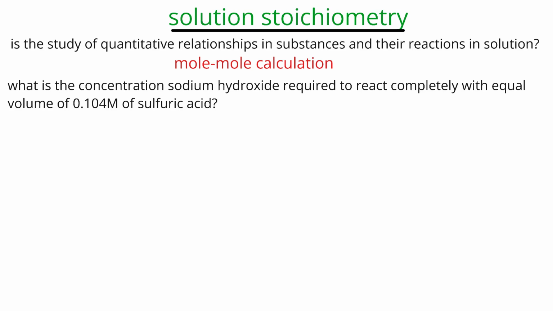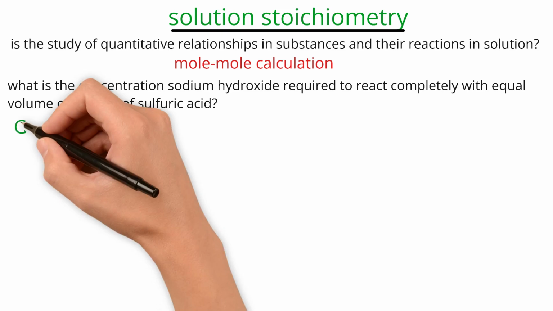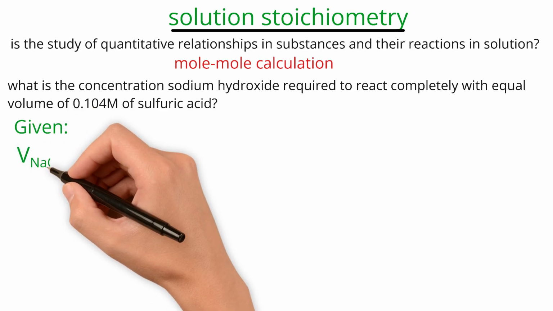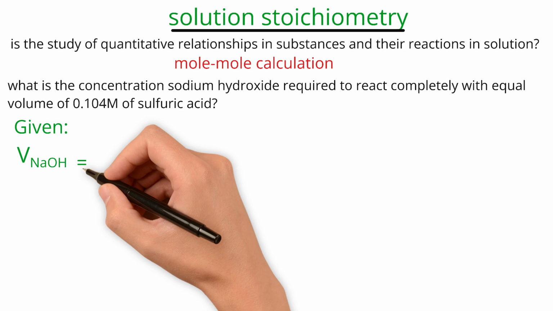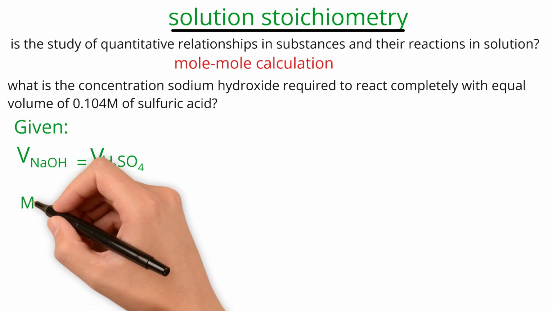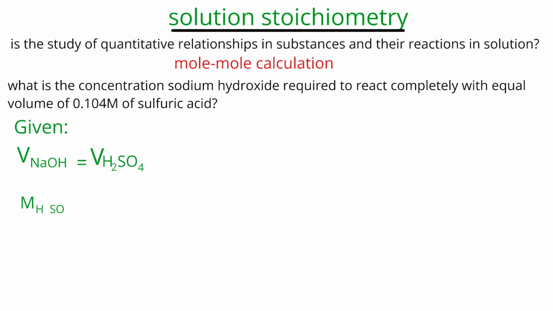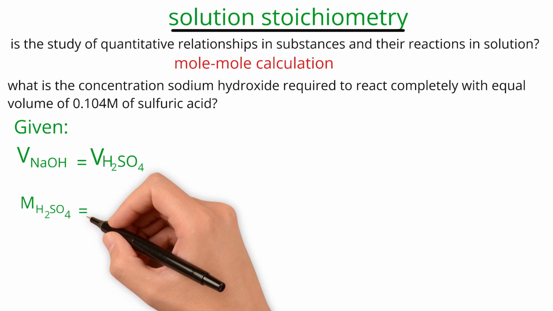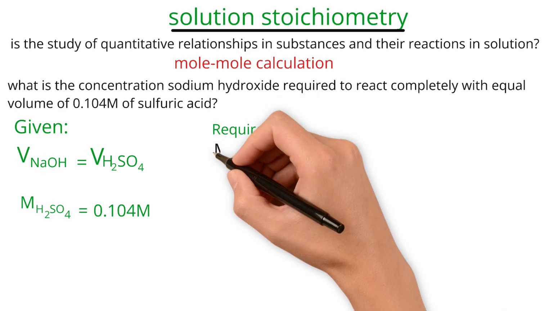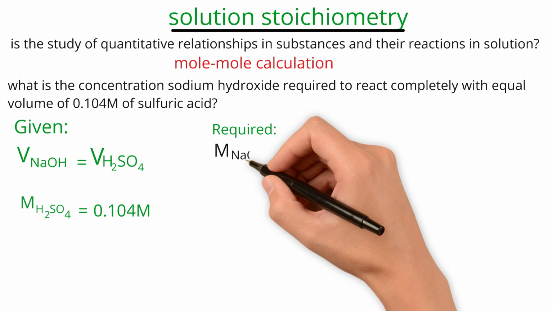Mole calculation, for example: what's the concentration of sodium hydroxide required to react completely with an equal volume of 0.104 molar sulfuric acid? Now let us consider the given quantities. Volume of sodium hydroxide is equal to volume of sulfuric acid. Another given quantity here is that the molarity of sulfuric acid is equal to 0.104 molarity. The required quantity here is the molarity of sodium hydroxide, equal to how much?